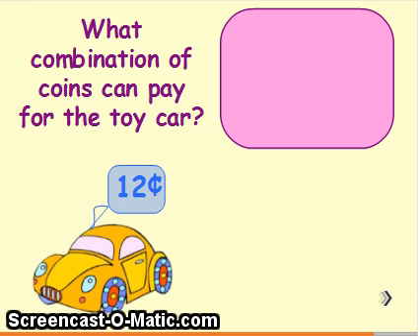Now if it were real life, when you go to a store, you pay for your candy or your toys with money. So let's say we went to the store and this toy car was worth 12 cents. What combination of coins can we pay for the toy car? Well, there are many combinations of coins that we can pay for this toy car, but what is the least amount of coins we can use to pay for the toy car? Use your piece of paper to work through the problem and then we'll go through it together.